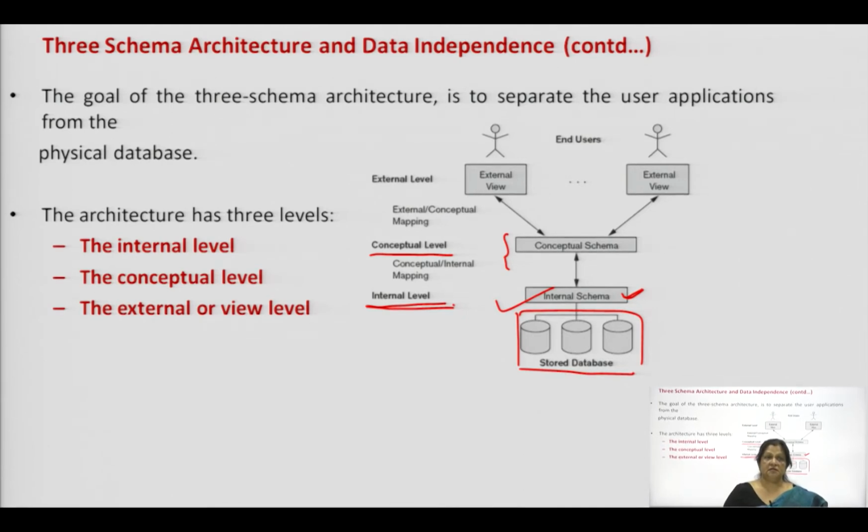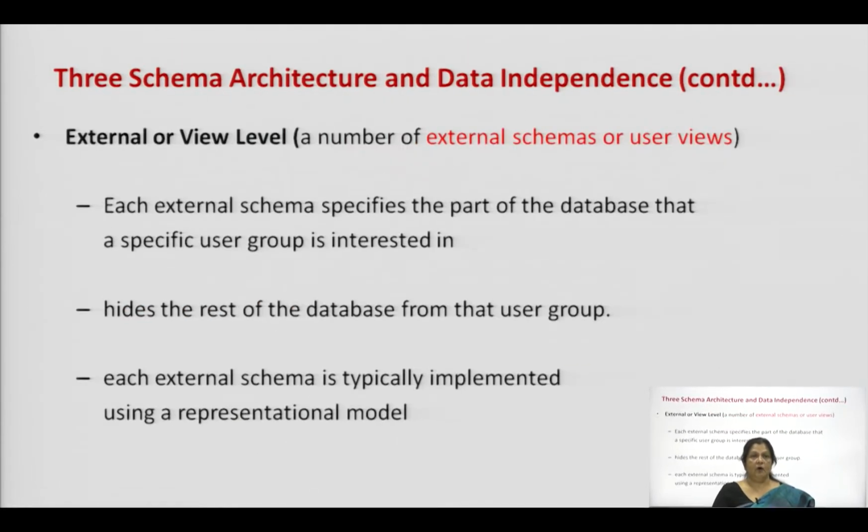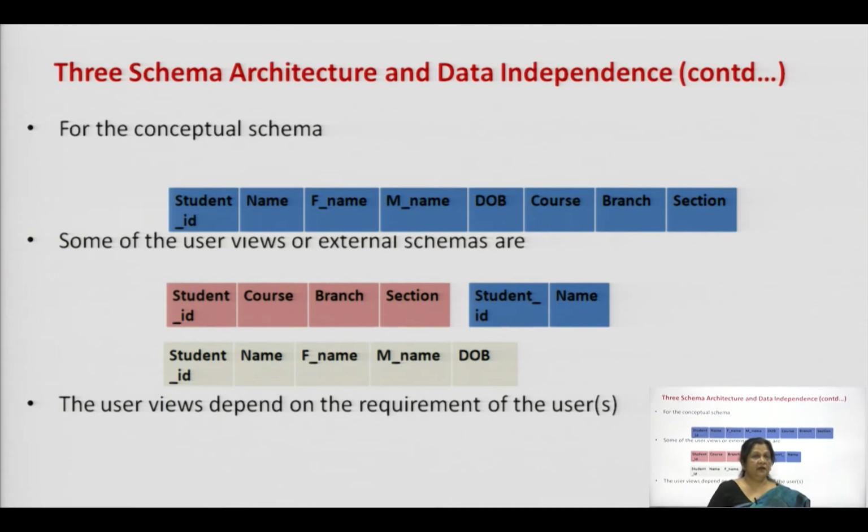Then the third is the external or the view level. We know that for any database, there is a set of multiple users who will use the data in different forms. So, all these users will have a different external view. Users have different external views at the external level, and the external view will give the user the data that the user requires. The type of model used for the external level is the representational model, which is again in the form of tables and relations.